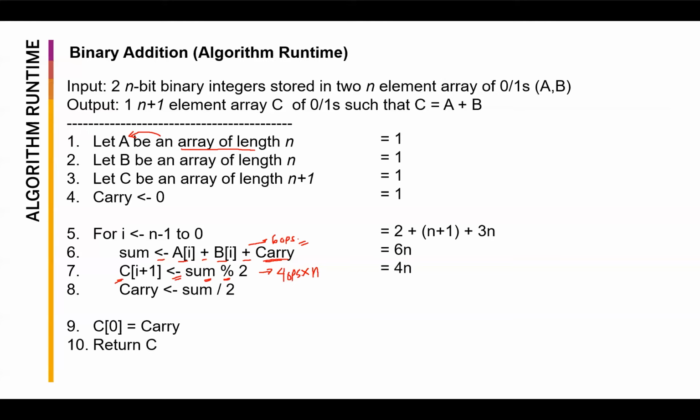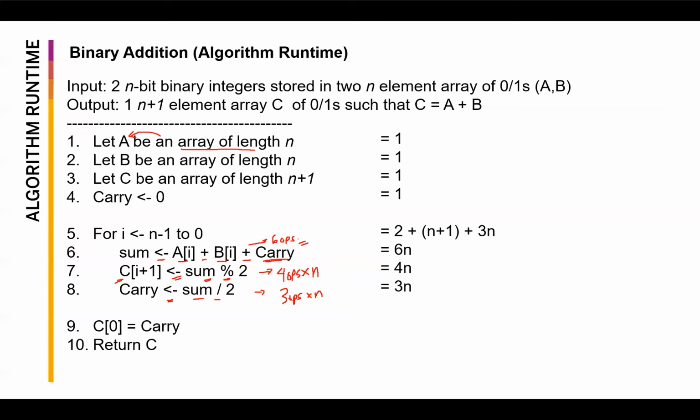Now for line 8, we count the number of operations again. We have sum, calling. We have the calculation. And we have the assignment here. So we have 3 operations, which will run again on n elements. That's why we have 3n. If you're wondering but hindi natin binilang sa carry, we're not exactly calling carry at this point, but we are actually assigning a new value to carry. So we don't count carry as an operation here.